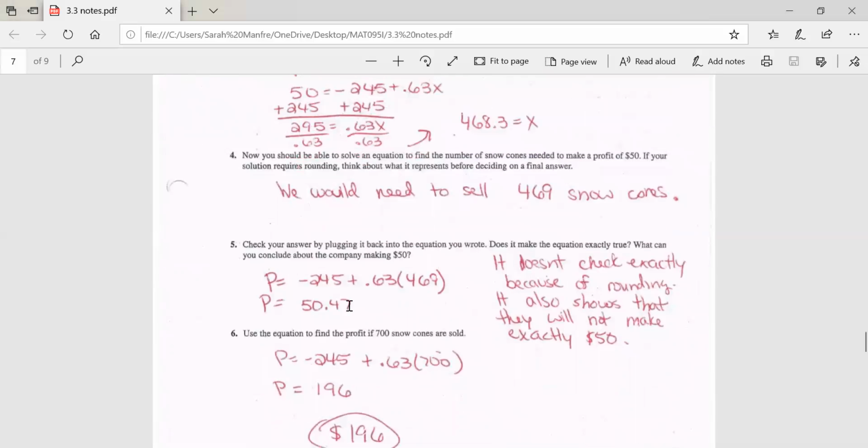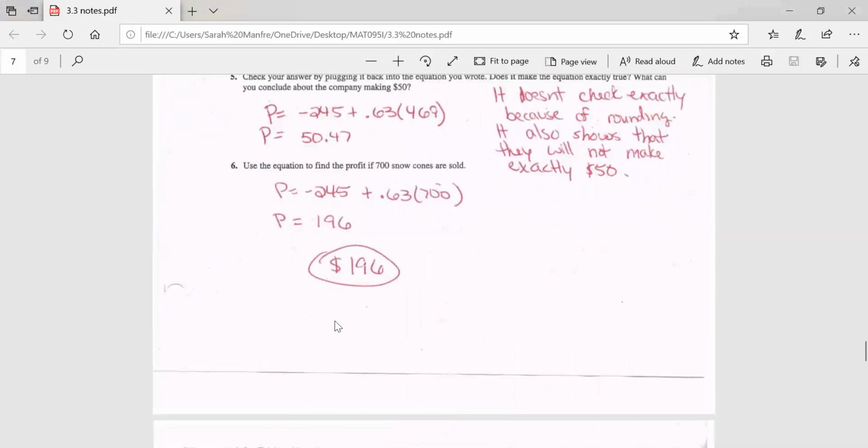Okay, now the other thing is, what happens when you plug 469 back into the equation? Well, you get 50.47. It doesn't check exactly because we rounded, right? So because we rounded, it's not going to be perfect numbers. But this also shows that he will never make exactly $50. Okay, he's going to make $50 and some change, but that's what happens in the real world. Nothing is perfect.